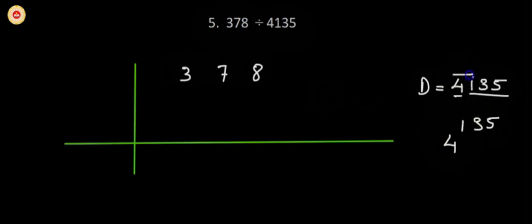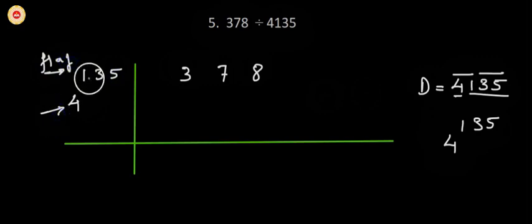You can make this 41 an actual divisor and 35 a flag. The choice is yours. But if we make 4 an actual divisor, then the division process will become easier. Right? So let us write 4 as the actual divisor and write 135 as the flag. See, this is the flag, containing 3 digits, 1, 3 and 5, and this is the actual divisor. Right? Now the important step, drawing the decimal line.